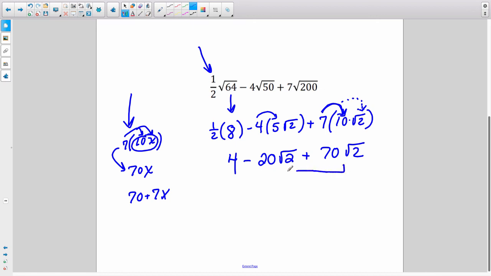Combine like terms. 70 plus 20 is 90. So we have 4 minus, I went the wrong way, negative 20 plus 70, I apologize. That would be 50. Gotcha. Cool. And there you go.